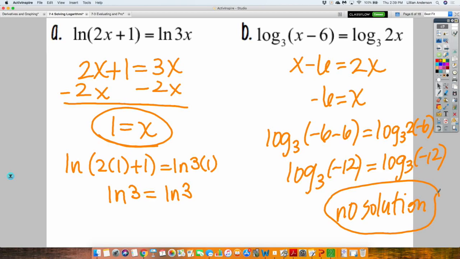So when you have logs on both sides, you want to make sure it's one log equaling another log. Set the arguments equal to each other, solve, and check. Questions? If they're not the same base, then more than likely I made a typo, and you want to ask me. But it should not. They should be the same base.